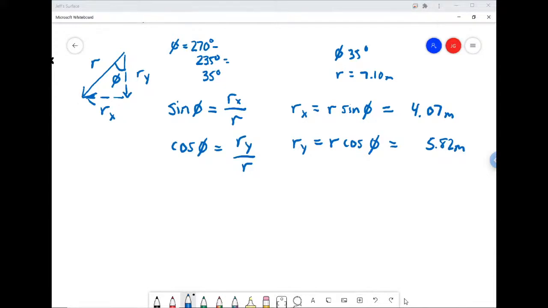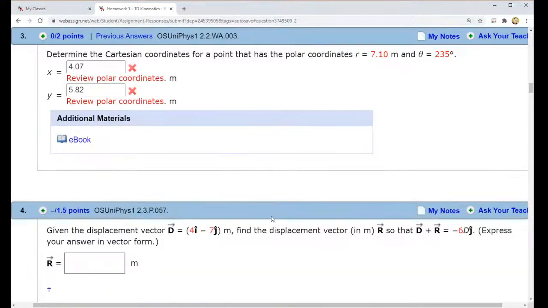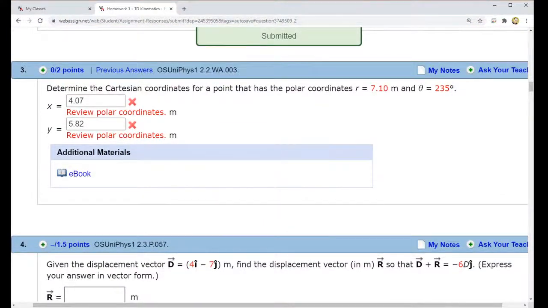All right. So there's one thing missing here, though. Let me go back to Chrome here and put in these answers. I got 4.07 meters for x and 5.82, and when I submit this, they're going to be wrong. Okay? Why are they wrong?